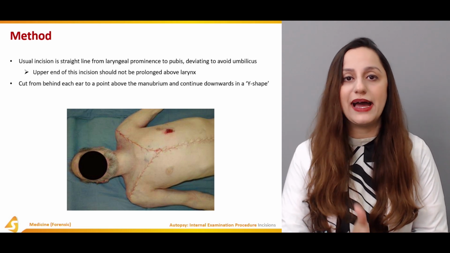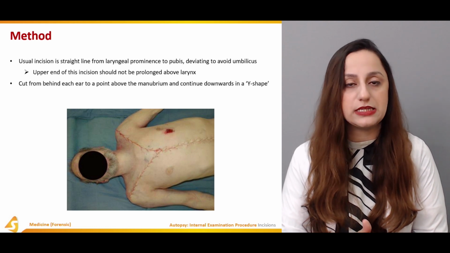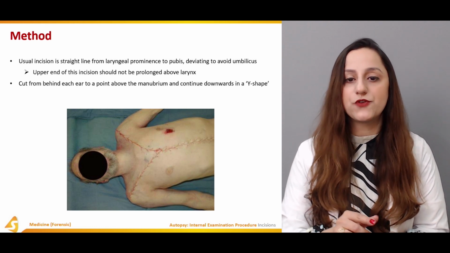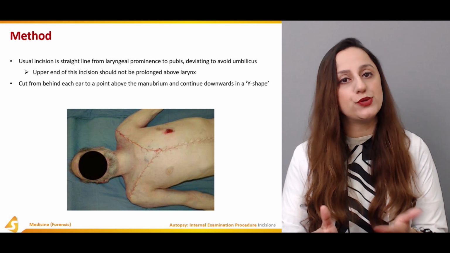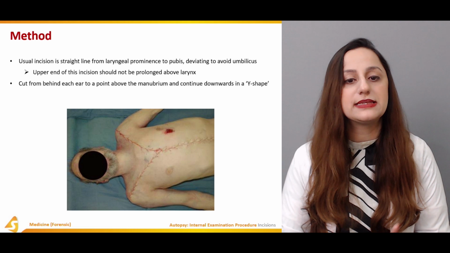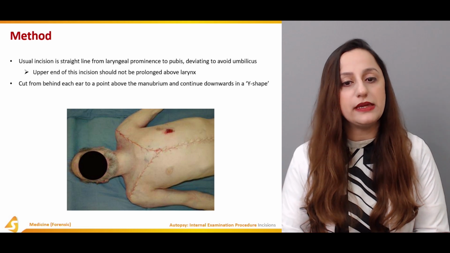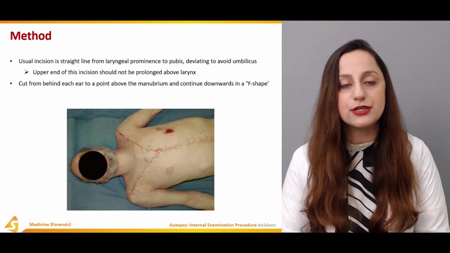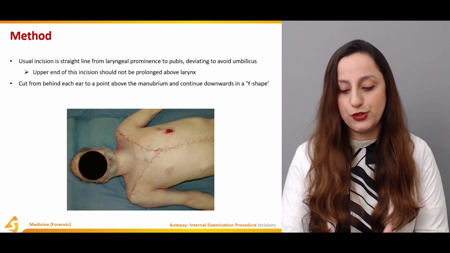One is a straight I-shaped incision, that basically starts from the laryngeal prominence to the pubis. Now the second variation is the Y-shaped. It comes on from the ears to a point above the manubrium and continues downwards to the pubis.